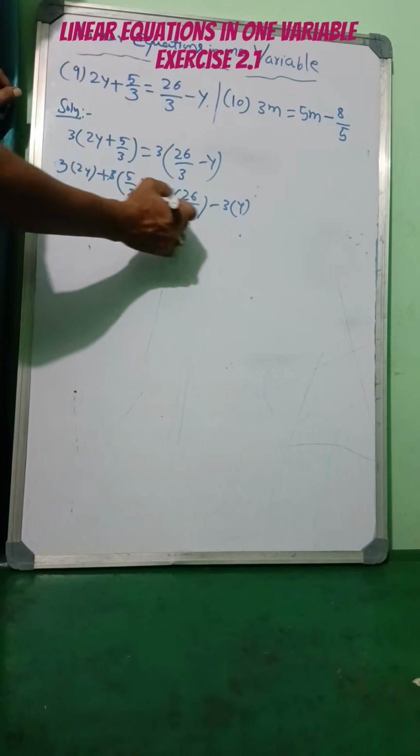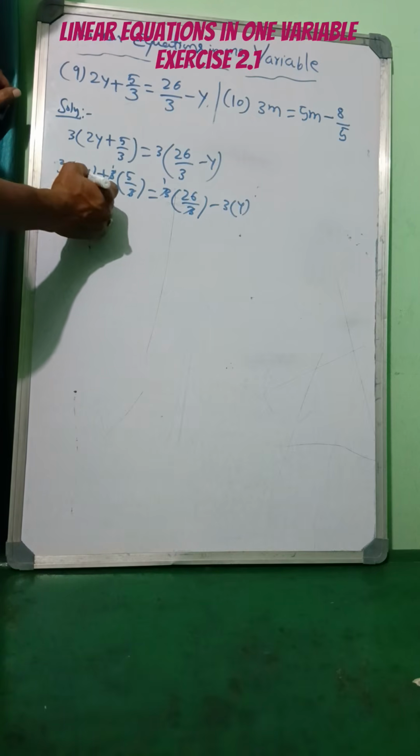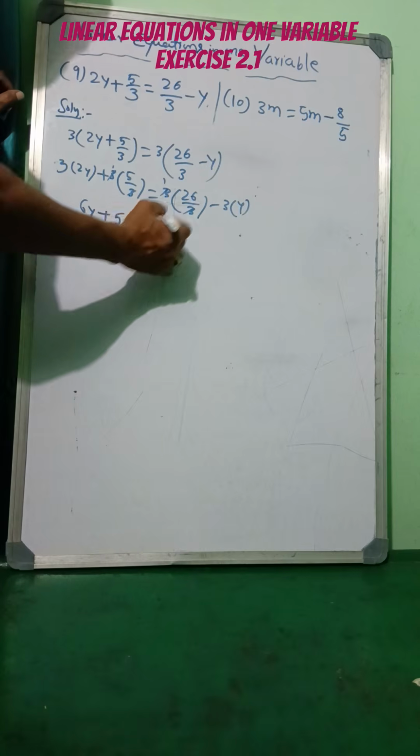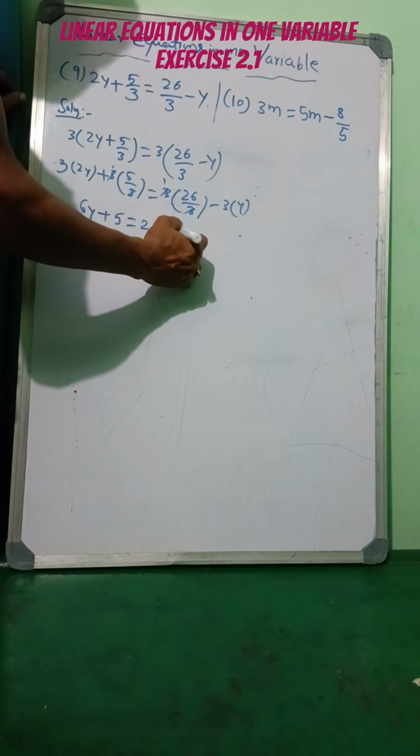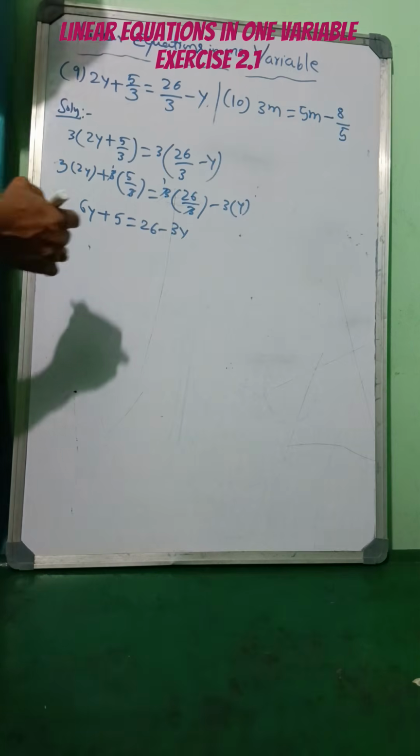Here 3 gets cancelled in numerator and denominator, so we get 6y plus 5 is equal to 26 minus 3y. So it is a linear equation in one variable.